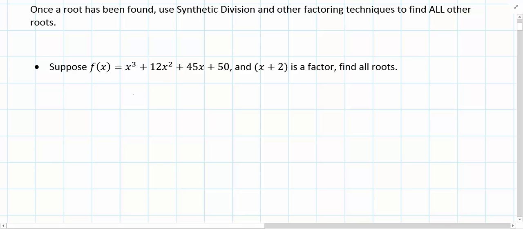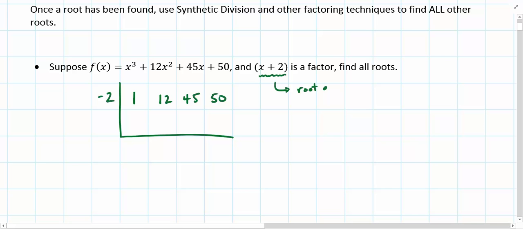Let's build our synthetic division with 1, 12, 45, and 50 as our coefficients. The synthetic division would use a -2 on the outside. And remember, we're using a -2 because this says x plus 2. X plus 2 is the factor, and we are checking the root at x equals -2, because when x is -2, that's going to set this factor equal to 0. That's where our root is.